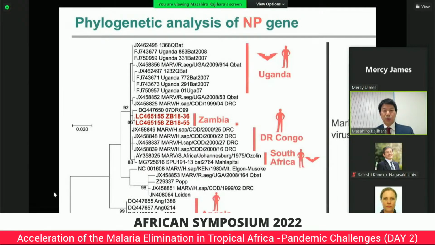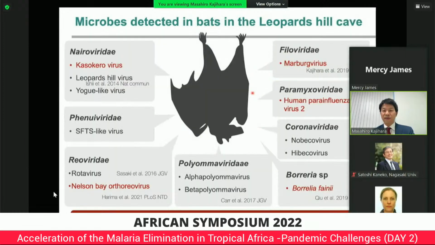Phylogenetic analysis indicates the Zambian strain is closely related to the Ugandan strain. It has 99% homology in the 500 base pair sequence, which indicates the Zambian strain may also be pathogenic to humans. Not only filovirus and arbovirus, but a variety of viruses and bacteria were detected from the bats in Zambia. I show the pathogenic microbes colored in red, which indicates that this cave provides suitable conditions for spillover of zoonotic pathogens from bats to humans.